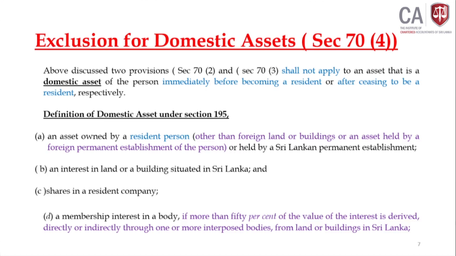Section 70 subsection 2 and section 70 subsection 3 shall not apply to an asset that is a domestic asset of the person immediately before becoming a resident or after ceasing to be resident. That means for both. Immediately becoming resident means a non-resident person becomes a resident.